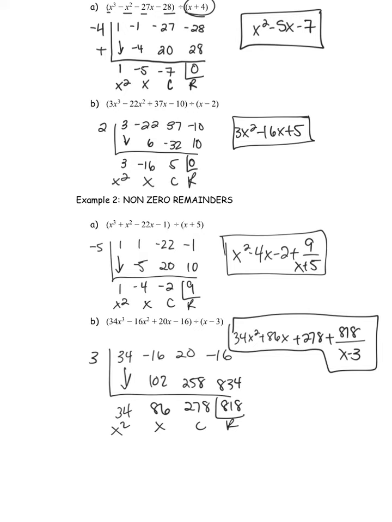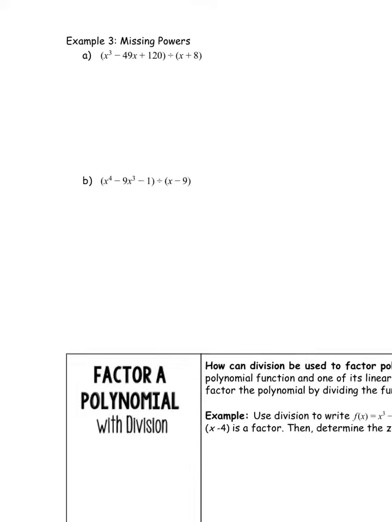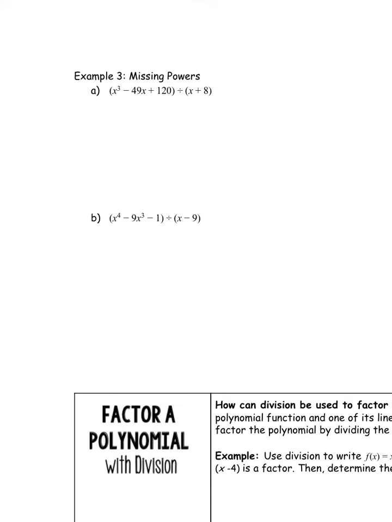Now we're going to do the one with the missing powers. It's just like when we did the missing powers on the other one. So we have to put in a placeholder. So -8 goes out here. So 1, 0, -49, and 120 because we're missing the x squared term.